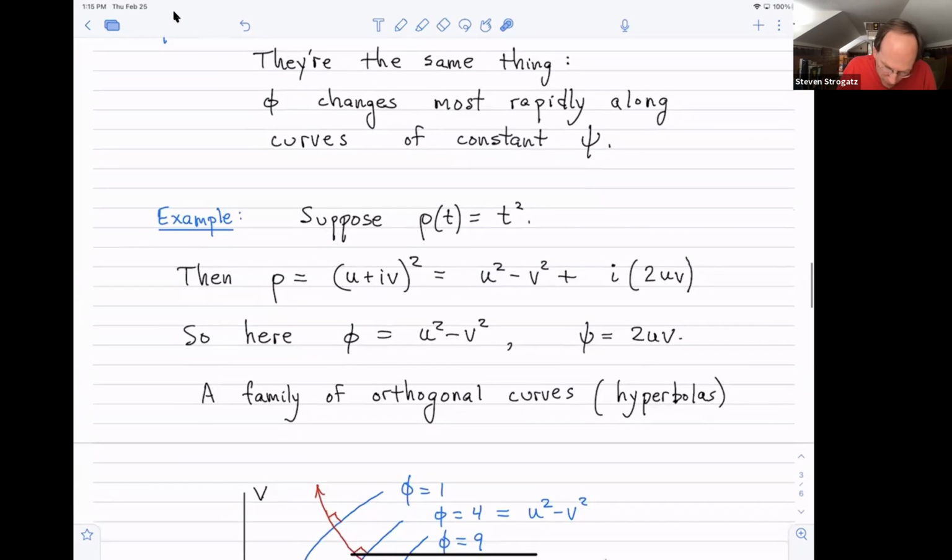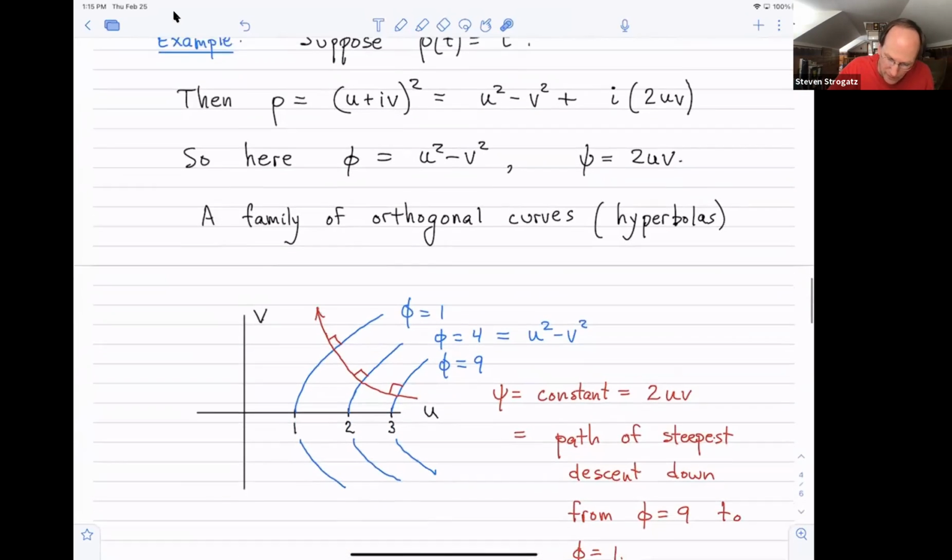And so maybe you recognize these things. If I said u squared minus v squared equals constant in the UV plane, that's a high school analytic geometry question, right? U squared minus v squared equals constant defines a branch of a hyperbola. And so does UV equals constant, by the way. UV equals constant looks like a hyperbola that asymptotically approaches both axes in the UV plane.